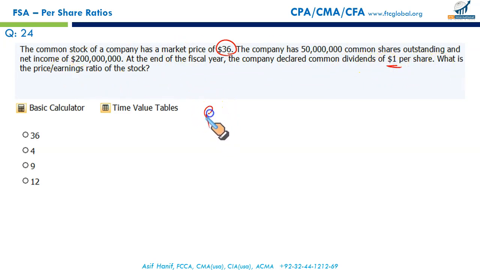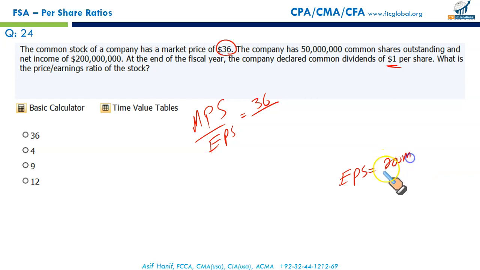We know the price earning multiple is simply the market price per share over earning per share. So we can take the market price given as $36, and we just need to find EPS. EPS isn't given, but we can find it. EPS is equal to income available to common stockholders, which is quite a sizable number, $200 million, divided by the number of shares, which are 50 million.